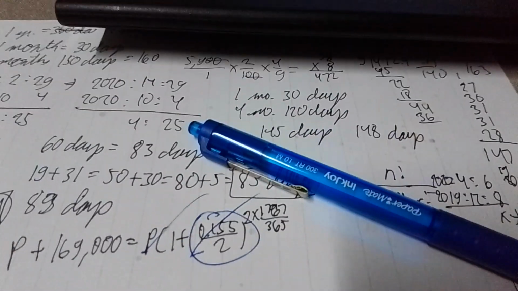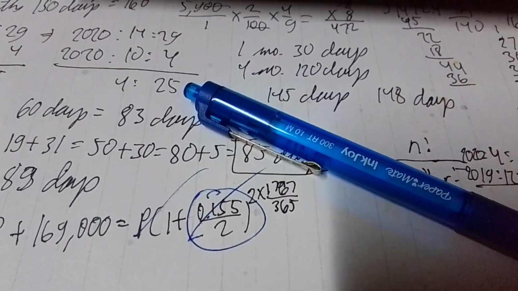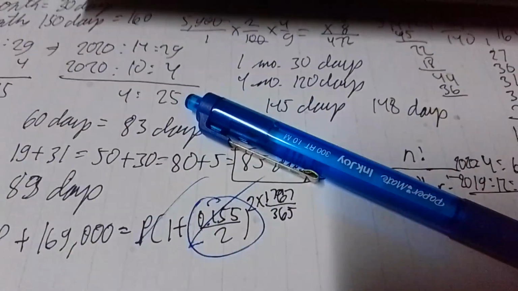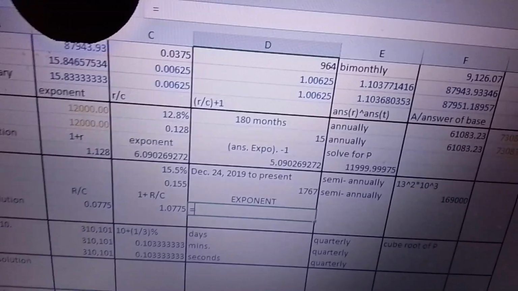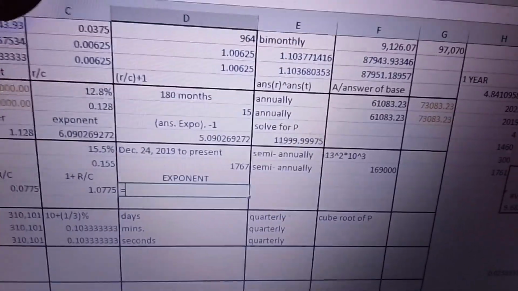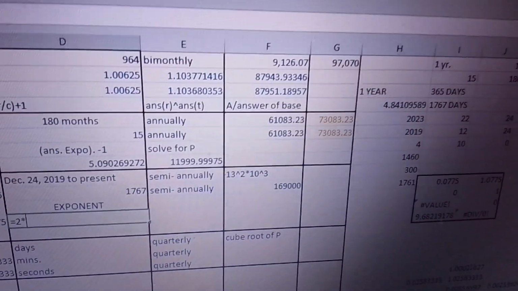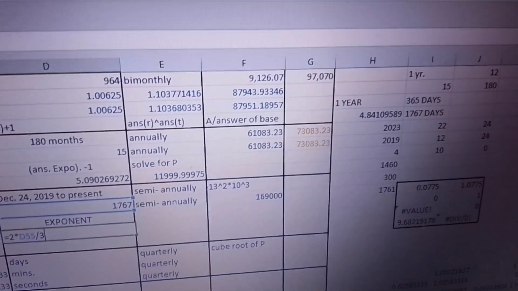Okay? Now, what about the exponent? Kasi, di ba, remember, we already got the answer on the parentheses, kumusta na kaya yung exponent? That's what we're gonna solve for now. Let's type here exponent. So, ang gagawin namin dito ay 2 times 1,000, 2 times this guy here, all divided by 365.